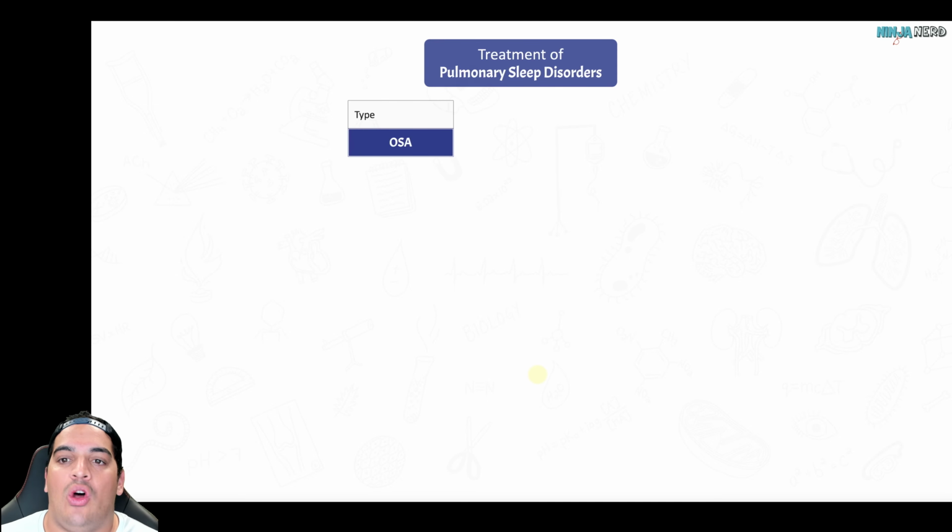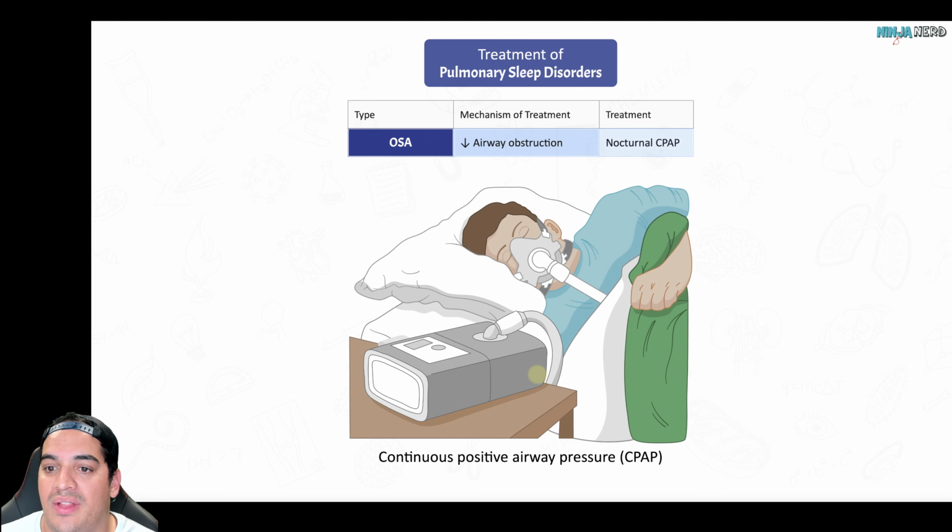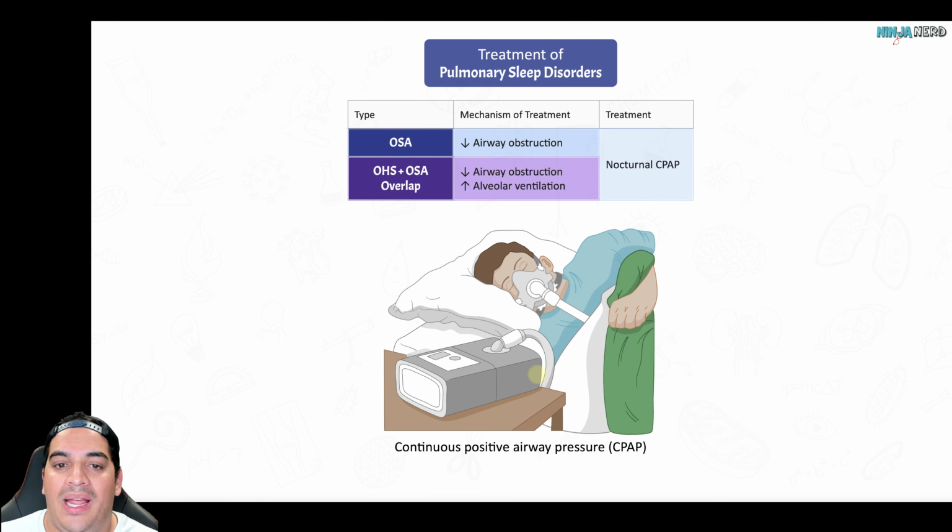So with OSA, it's all about keeping those airways open so that we can continue to allow the air to flow in so they don't desat and experience hypoxemia. So the best way to do that is to give them positive airway pressure, and we call this nocturnal CPAP. While they're sleeping, we hook up this device and it generates this constant pressure that's flowing into your airways during inspiration and expiration, so it keeps those airways stented open. That's one way. For the patient who has OSA and an OHS overlap, it doesn't matter. Treat them the same. Give them CPAP at night. It's going to do the same thing.